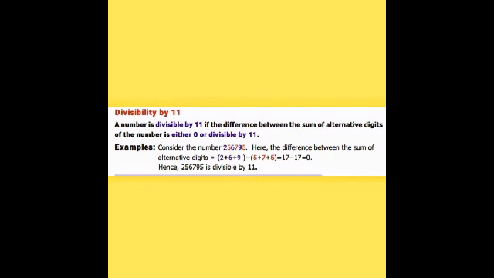Consider the example 2,56,795. Here, the difference between the sums of the alternate digits: the first alternate digits are 2, 6 and 9. The next alternate digits are 5, 7, 5. If you add 2 plus 6 plus 9, we get 17. In the same way, 5 plus 7 plus 5 gives 17. So 17 minus 17 is 0. So the given number is divisible by 11. This is the divisibility rule.